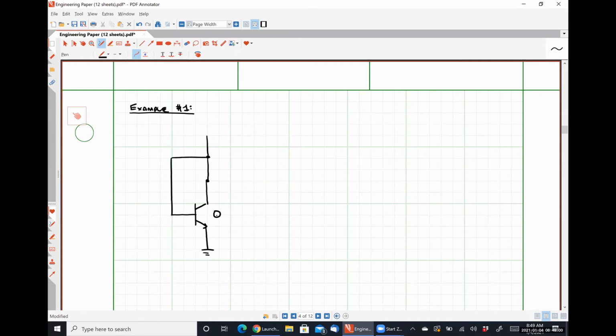So we have one BJT transistor, let's call it Q1, and it is going to be connected to a second BJT transistor like so. We're told specifically that we have 5 volts applied at the collector terminal of transistor Q2.